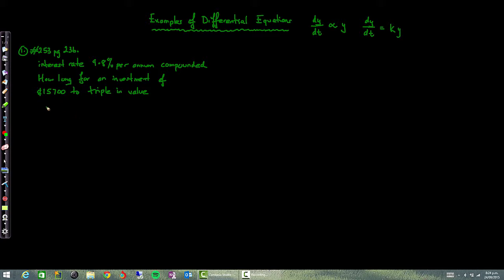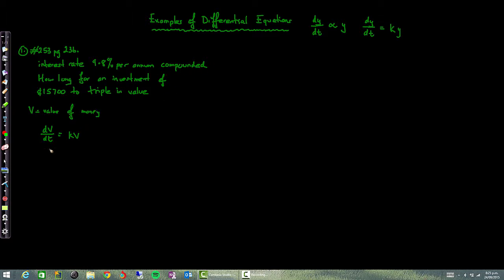What we're going to do, I'm going to call V the value of the money that we've got. So V equals the value or the amount of money. So the rate at which the amount of money changes with time depends on the amount of money that's invested. The more money you invest, the quicker the rate of change. Okay, with this compound interest.